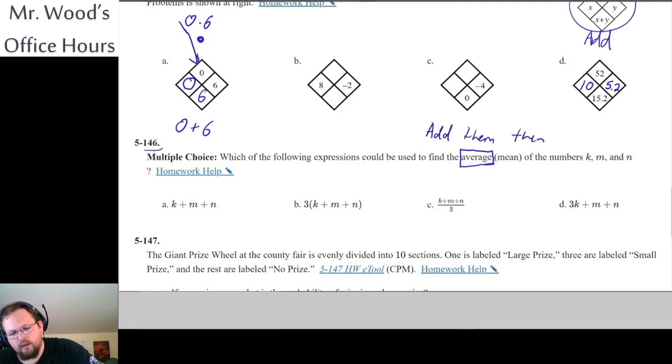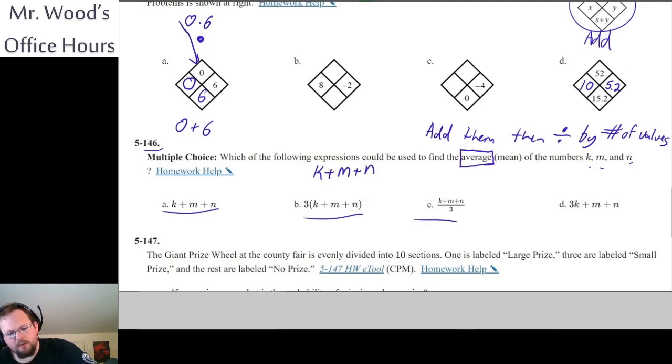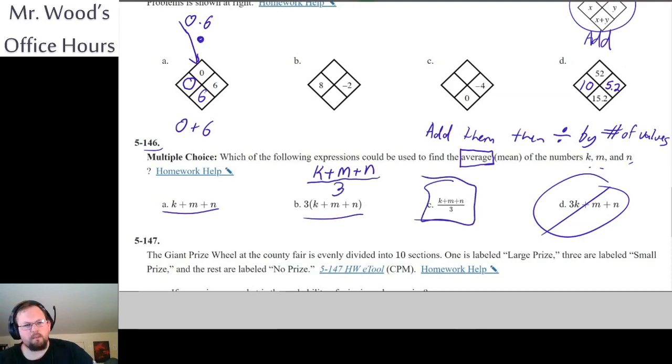Then divide. Oh no, I'm using the horrible divide symbol because I'm lazy. By how many numbers? So the number of values. So if I gave you three numbers, k, m, and n, and my goal is to find the average, I know I'm going to take the total of those numbers, which is k plus m plus n, and now I'm down to these three options because this is out. And then I divide them by 3 because that's a total of all of the numbers, which leaves me down here as my answer.